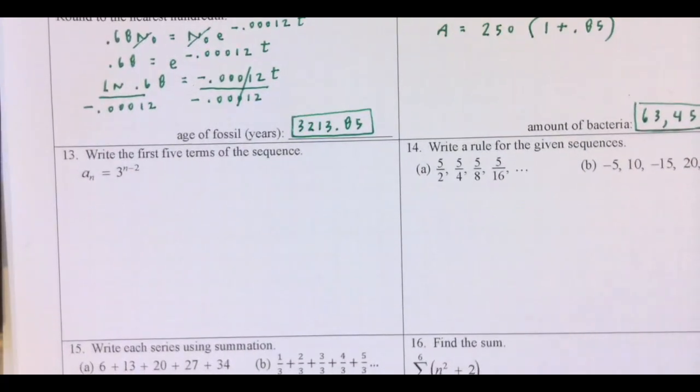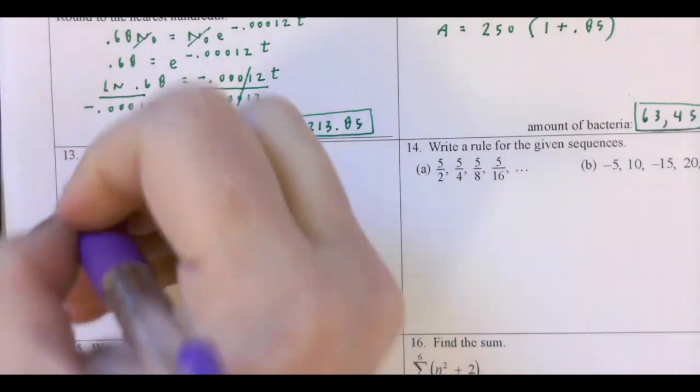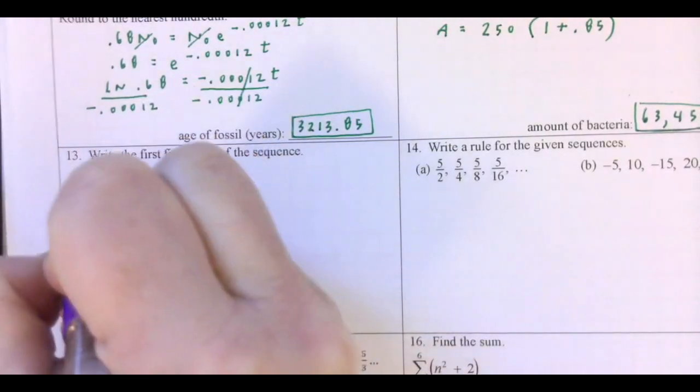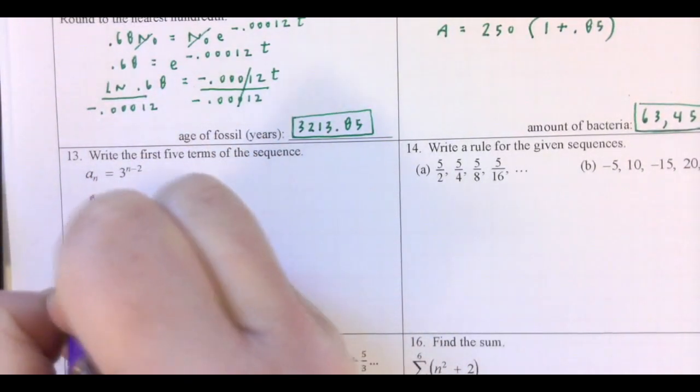All right, write the first 5 terms of the sequence. So here, when we're doing that, we're literally just plugging in. So we're looking at what's the first term all the way up to the 5th.